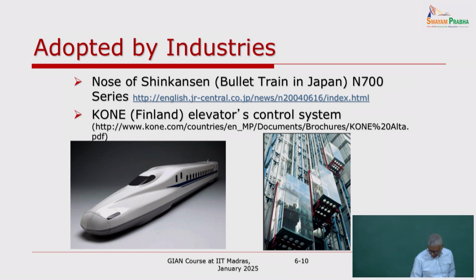But anyway, since 2007 onwards, every other year they modify the design. They are always using GA. Same story with Kone, you may have heard of the elevator system. I think it's the second highest seller of elevators in the world.